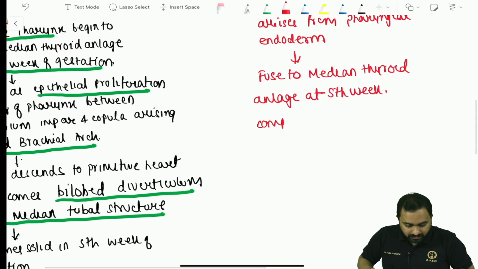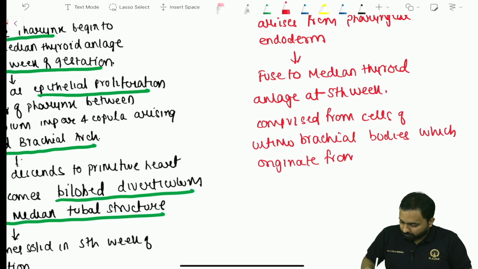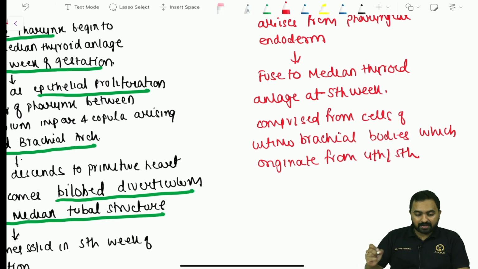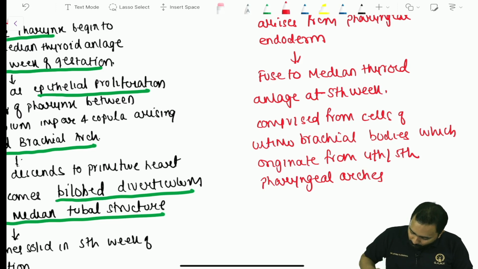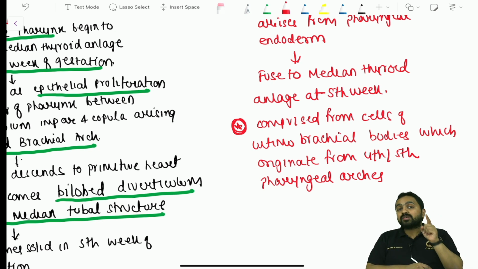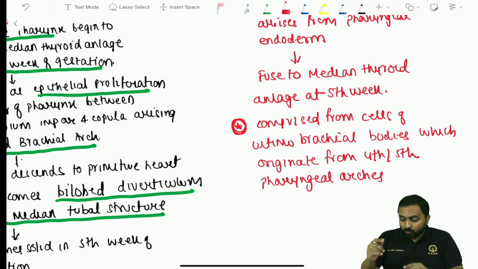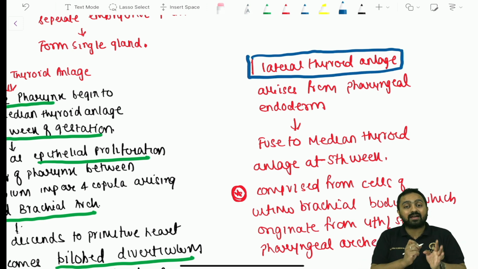So they comprise cells of ultimobranchial bodies which originate from fourth and fifth pharyngeal arches. Now, an important point to remember over here is that when you talk about ultimobranchial bodies, these are your parafollicular cells which are going to secrete calcitonin. So this calcitonin comes from your lateral thyroid anlage, whereas your thyroid hormone is from your median thyroid anlage. So this is one of the important questions that can be framed from here.